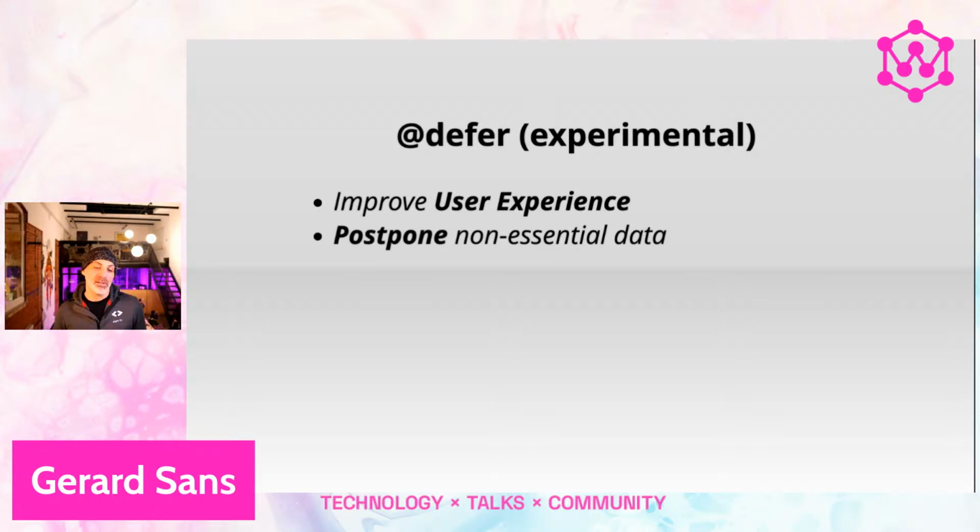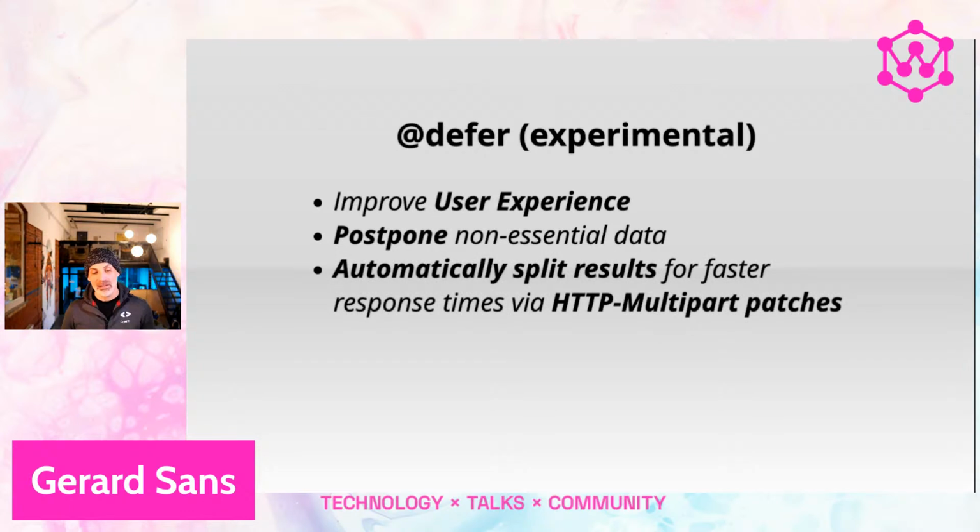So the idea here is to postpone anything that is not essential and get the user some data. So you need to decide what data will be available and what data can come a little bit later. And you will use Defer to express that. It will use a different protocol. This will be HTTP multipart, and it will just send the different patches as they become available. So that will give us a very fast initial response, while waiting for other patches to come later. So this is being implemented right now.